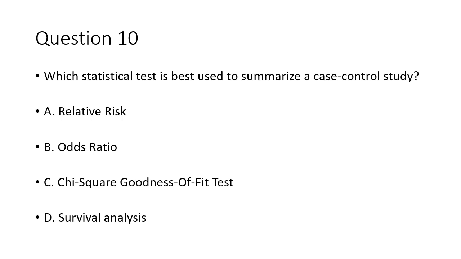So first question you have to ask yourself is, well, what the heck's a case control study, right? So figure that out, and then you should be able to figure out, hopefully, what the statistical test would be that's going to be appropriate for this, okay? And so the answer is B, odds ratios.